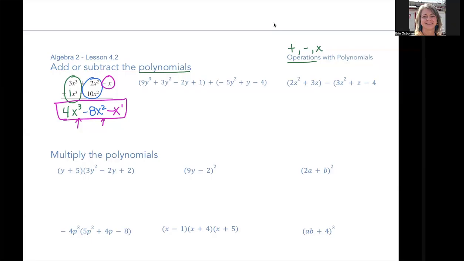So in the next one, if it helps you to color code like I am, you can look for like terms. You can see that 9y cubed has no like terms, so leave it alone. 3y squared with negative 5y squared is negative 2y squared. Negative 2y plus y is negative y. And a 1 plus a negative 4 would be a negative 3.